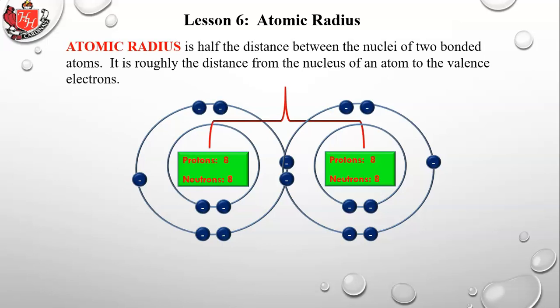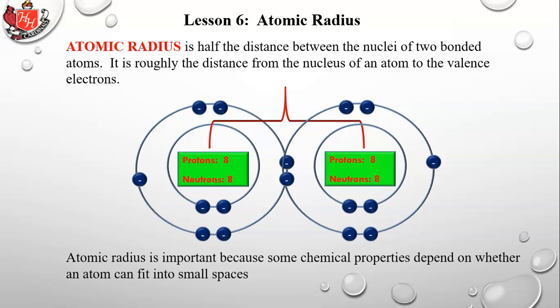Atomic radius is half the distance between the nuclei of 2 bonded atoms. It is roughly the distance from the nucleus of an atom to the valence electrons. In other words, you can think of it like the radius of a circle in geometry. The radius of a circle is from the center of the circle to the perimeter of the circle, and the radius of an atom is pretty much the same. It's a distance from the center to the outside. But the way it's formally defined is as shown here: half the distance between the nuclei of two bonded atoms of the same type.